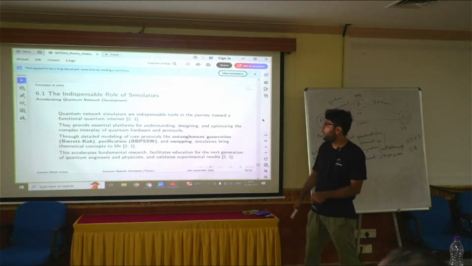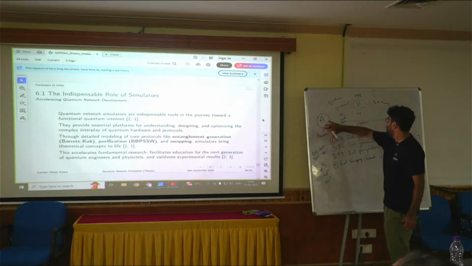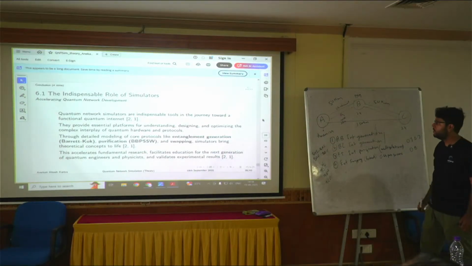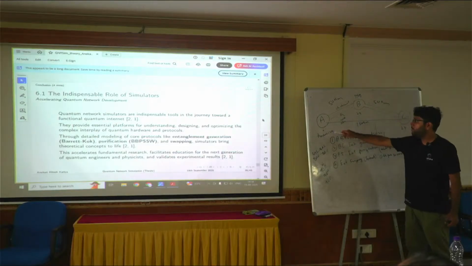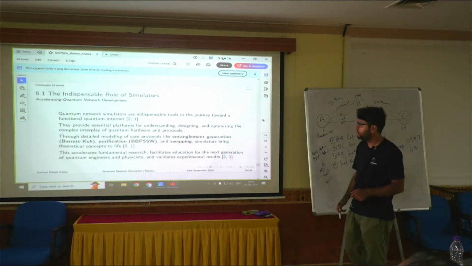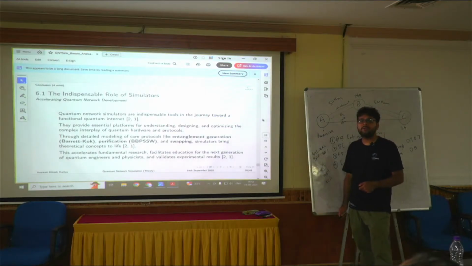They provide an understanding of designing and optimizing, and the interplay between quantum hardware and protocols. Everything here is a mimic of quantum hardware. There would be something sending a photon, then a detection happening, and many other physical processes behind the scenes. And this will definitely accelerate development with something like a quantum network simulator.